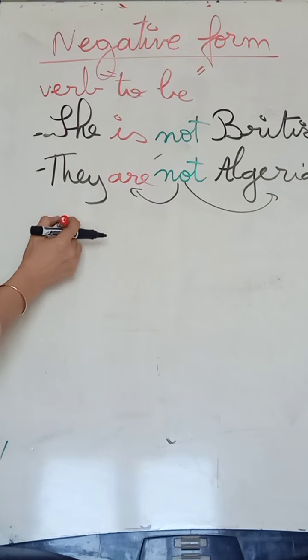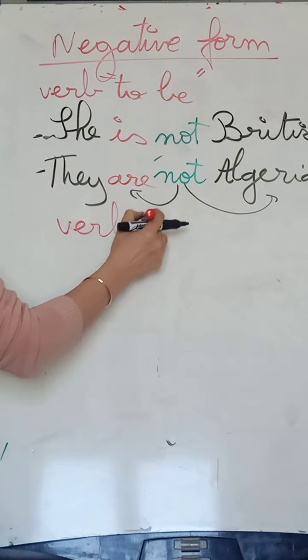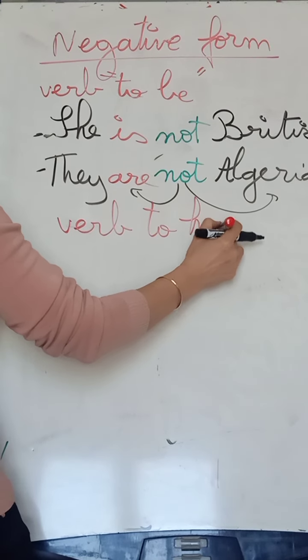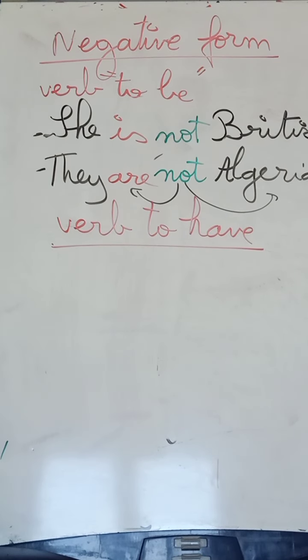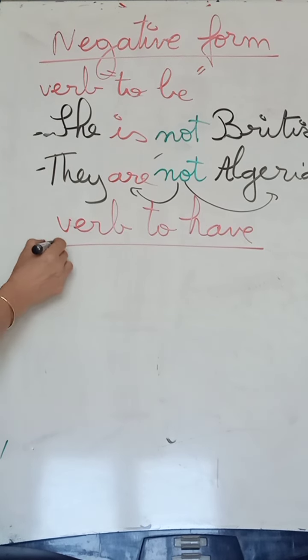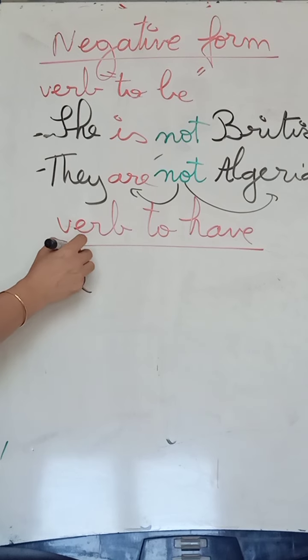Now with verb to have. Verb to have. With verb to have, for example, she has not.